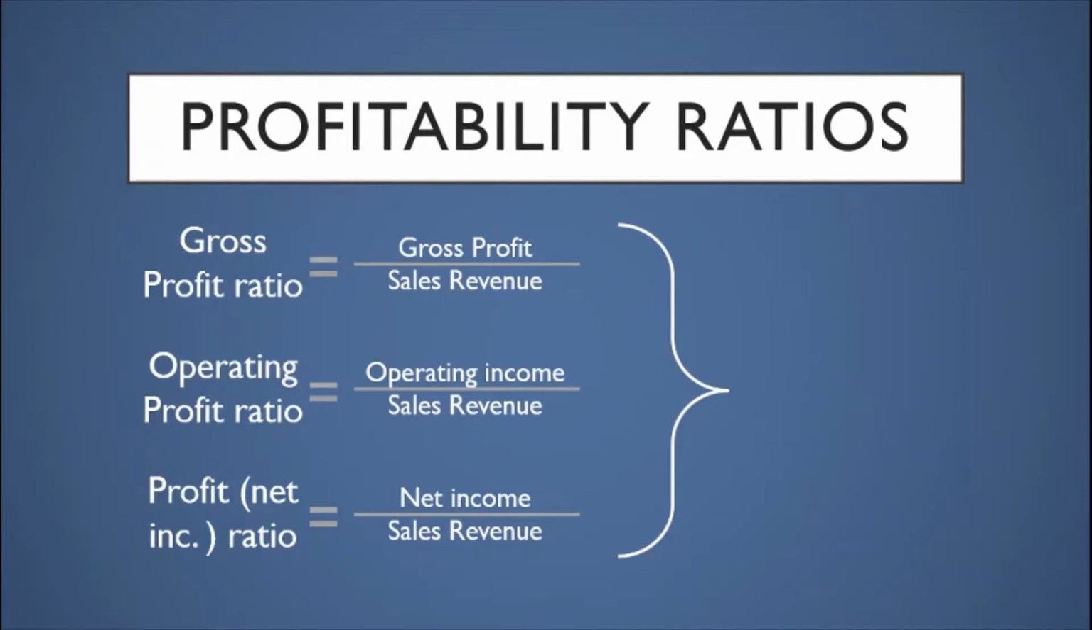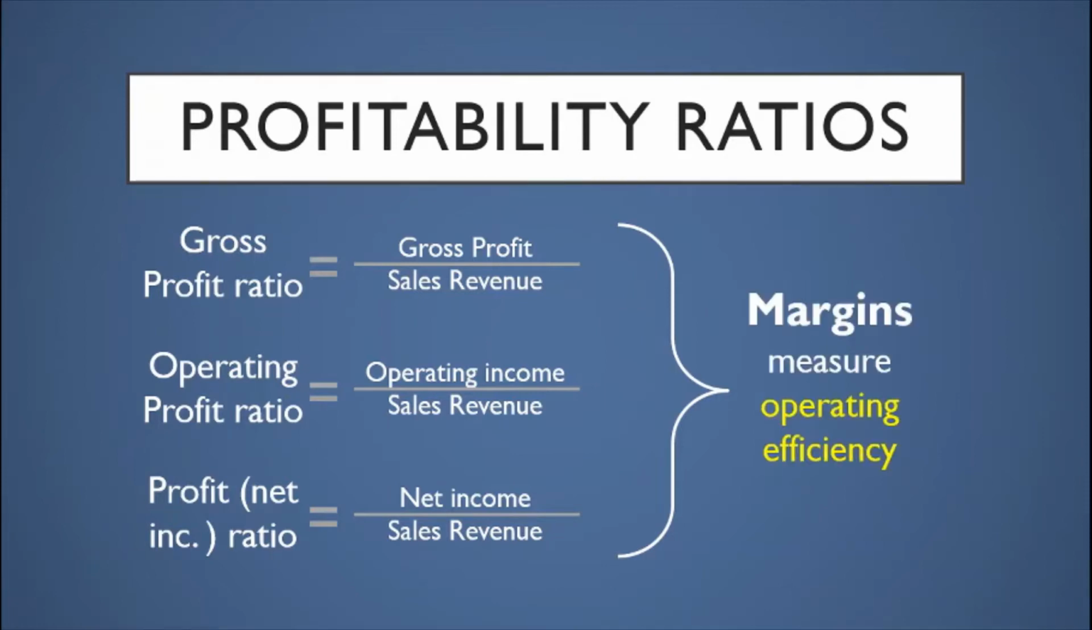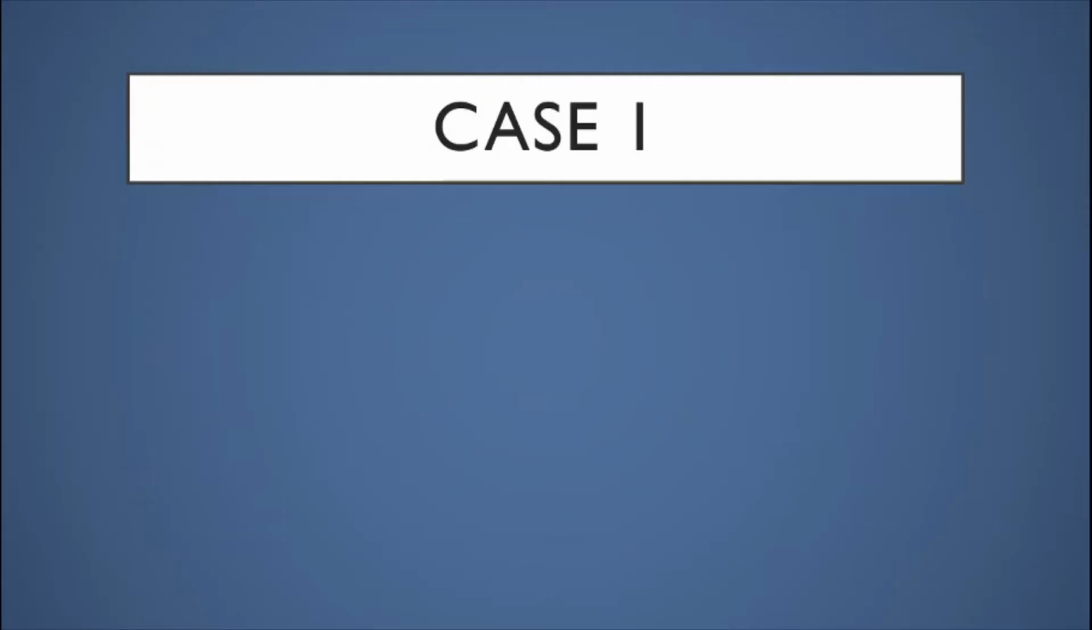Collectively, this set of three is called margins. They're also known as the margins. They measure the operating efficiency of the entity. To demonstrate how they are calculated, let us refer to the following case.